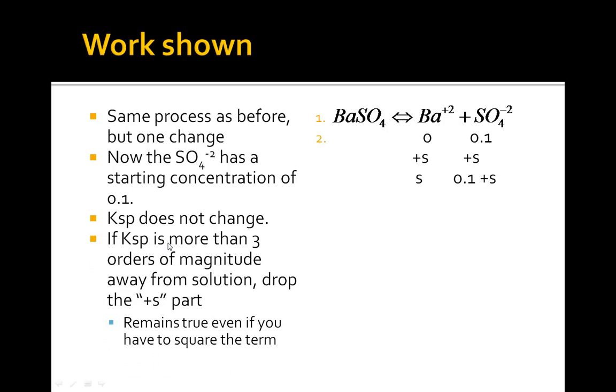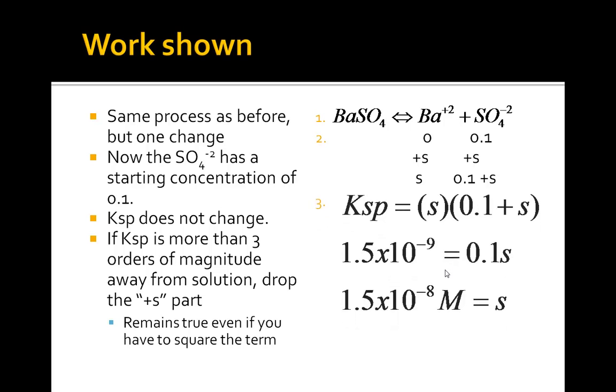And if the KSP is more than 3 orders of magnitude away from the solution, you can drop the plus S. And that remains true even if you have to square the term. So in this case, the KSP, remember, is 1.5 times 10 to the minus 9. Times 10 to the minus 9 is a lot lower than 0.1. So 3 orders of magnitude means 1,000 times less. So this is much more than that, so we can drop this plus S when you plug in the KSP.